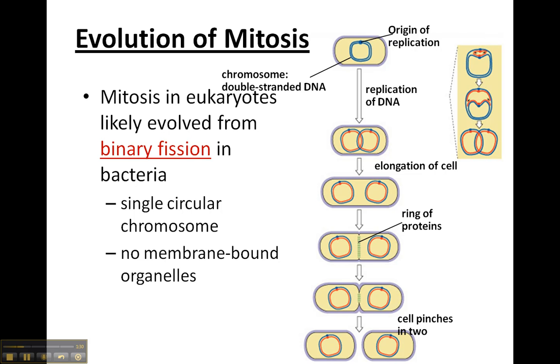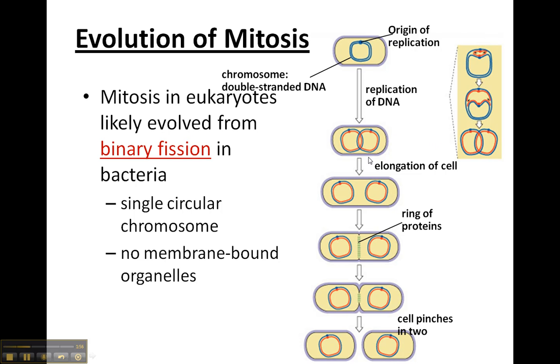Bacteria only have one chromosome, and it is a circular chromosome. Remember, they have no membrane bound organelles, so they don't have a nucleus in which to hold many chromosomes. Right here you have an origin of replication, and then what will happen is there will be replication that occurs and it will produce two identical rings that are chromosomes.